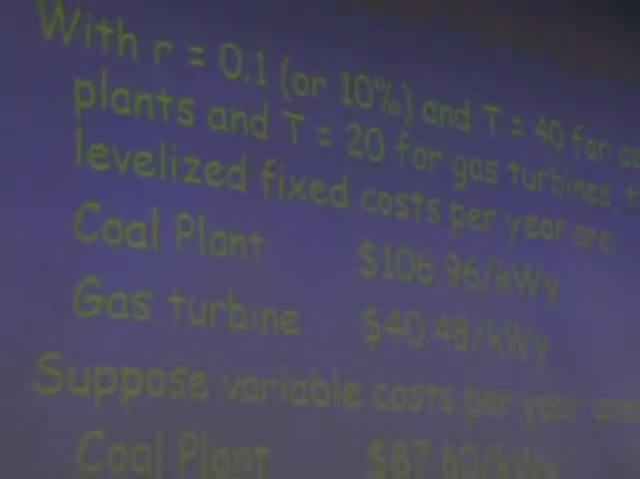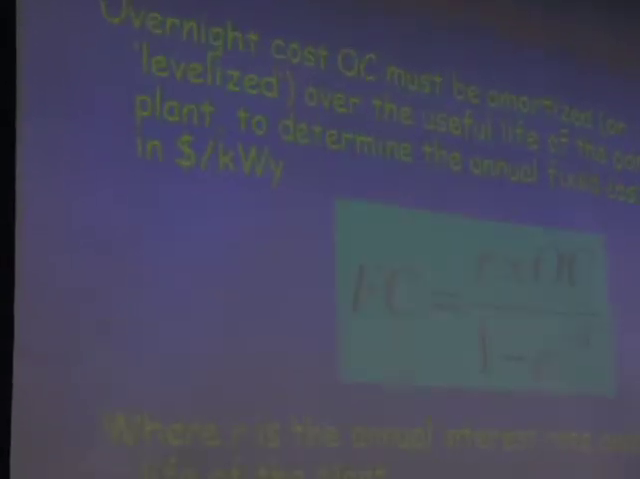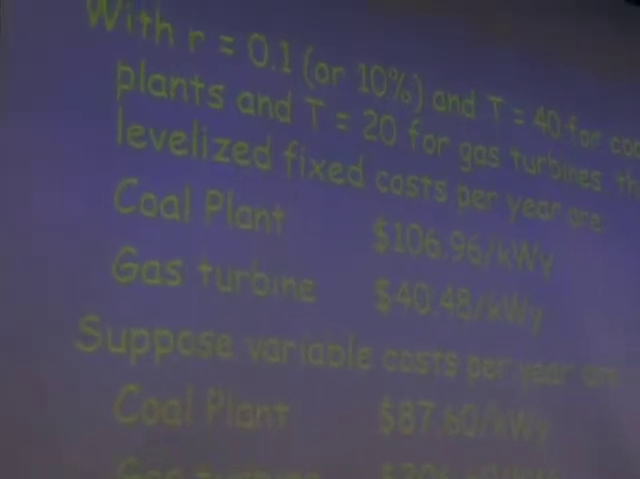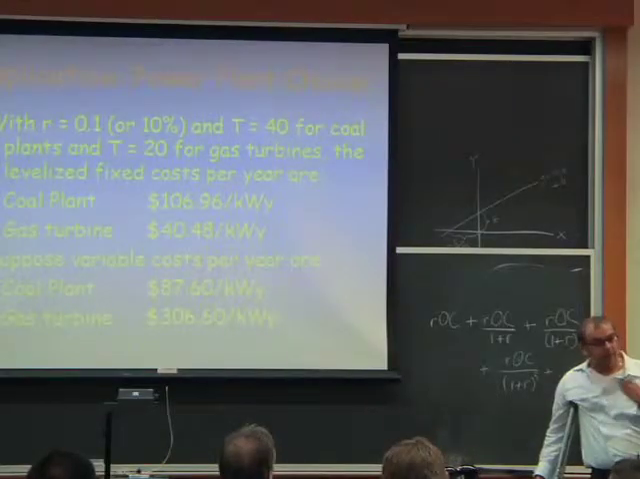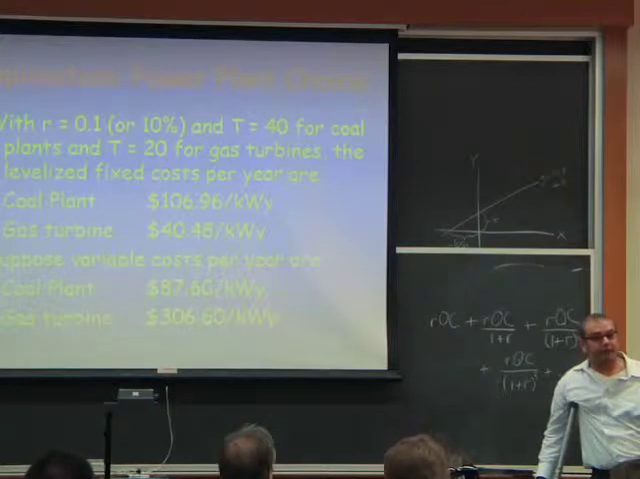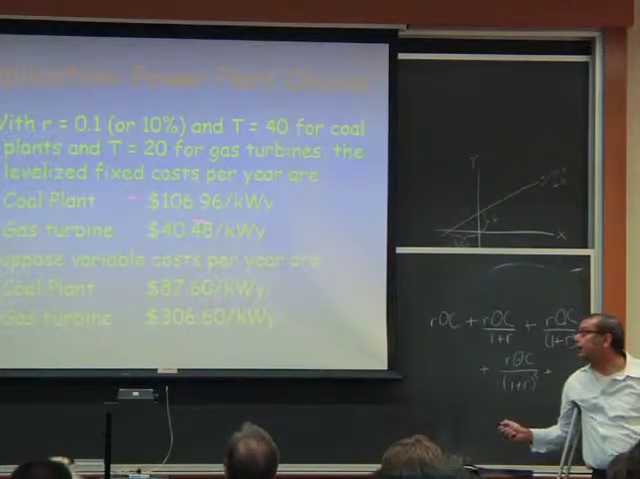Okay, so when you plug T equals 40 and R equals 0.1 and the 1050 into this formula, then you get the fixed costs for the coal plant as $107 per kilowatt year. Okay? So that means that to produce 1 kilowatt consistently over the course of the year, so to produce 1 kilowatt every minute for however many minutes there are in the year, you would need to spend in fixed cost $107.